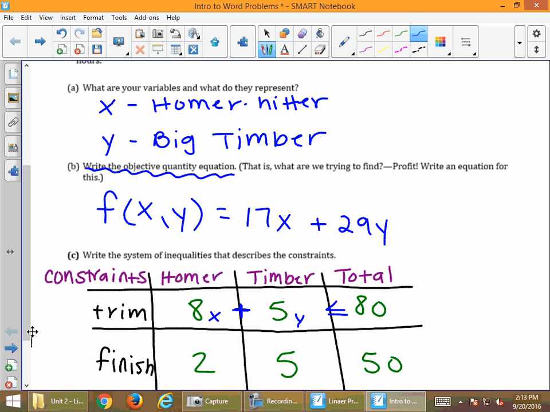So it's always going to be less than or equal to. You repeat the same thing here. X represents Homer. Y represents Timber. You add them together. We can't go over 50 hours. So that all has to be less than or equal to 50. Your equations are made. Write them outside of your grid though so I can see them. Because sometimes I have different colors, but when you put a plus sign over that line in pencil, it's really hard to see.